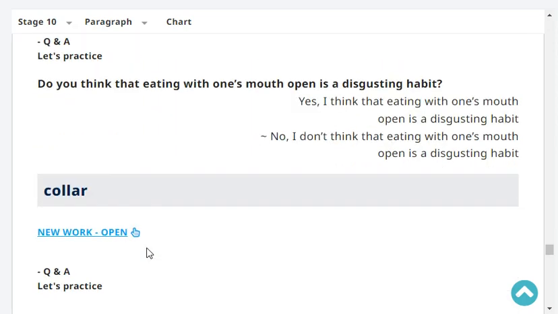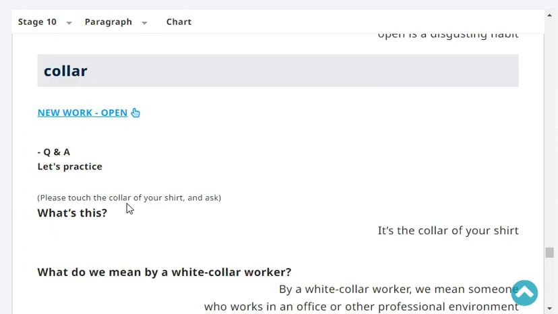Do you think that eating with one's mouth open is a disgusting habit? Yes or no? No, I don't think that eating with one's mouth open is a disgusting habit. Very good.